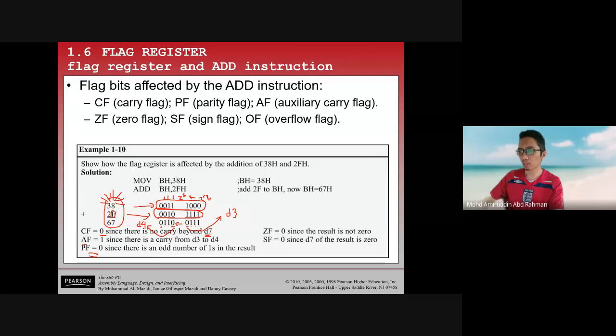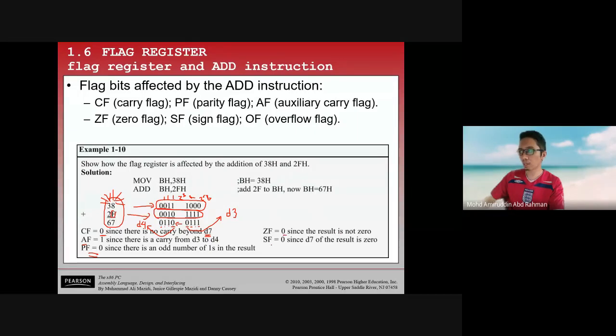So you look here, we have a 1 here and also a 1 there. That's why PF is 0. If here it is 0 and also here it is 0, PF will become 1. And ZF is 0 since the result is not 0.